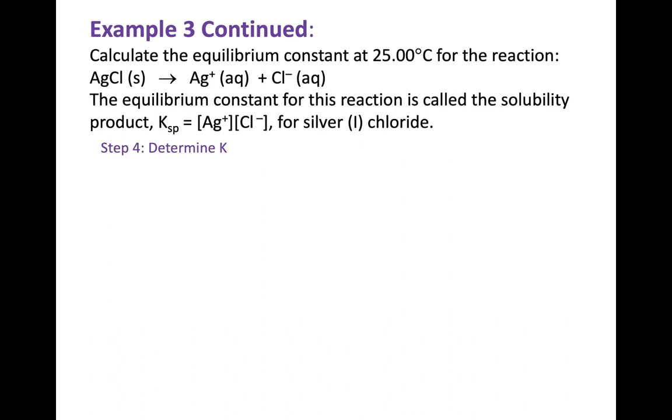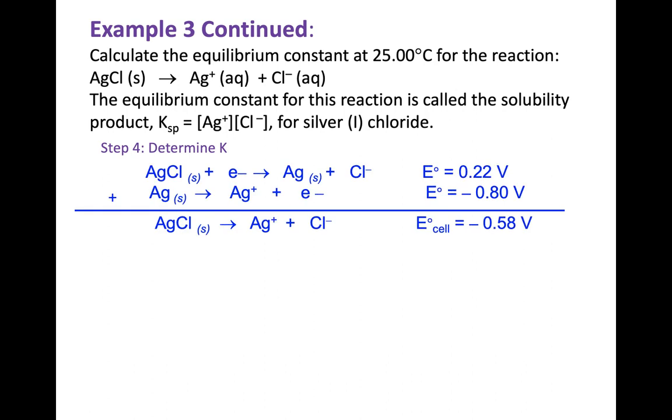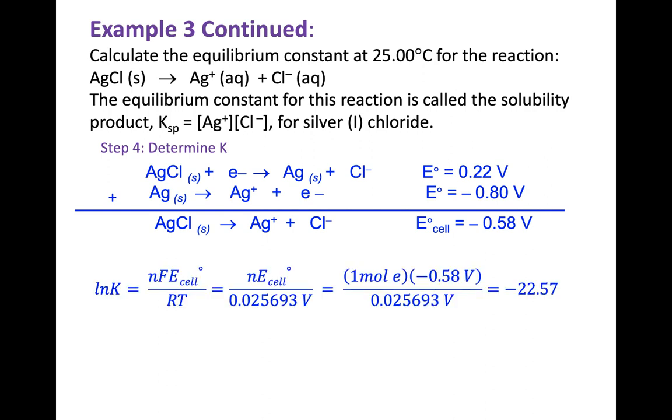Our last step then is to determine the value of the equilibrium constant K, or Ksp in this specific example. So here's our reaction again. Overall, we find that silver chloride going to silver ions and chloride ions has a standard cell potential of negative 0.58 volts. So we can use the equation we derived a few slides ago, that the natural log of K, our equilibrium constant, is equal to nFE cell over RT.